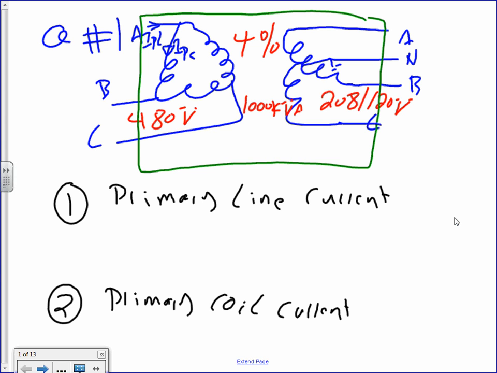Number 1, transformer, which is the most important transformer, and number 2 is the building. Number 1 and number 2. Cool? Anybody has any issues with that?